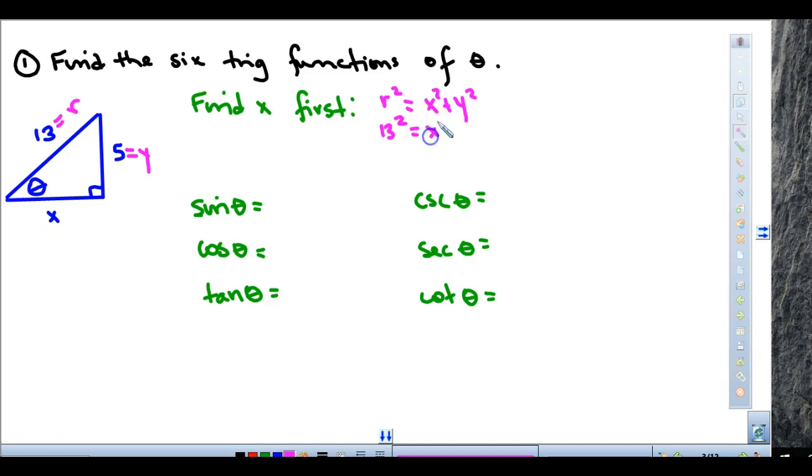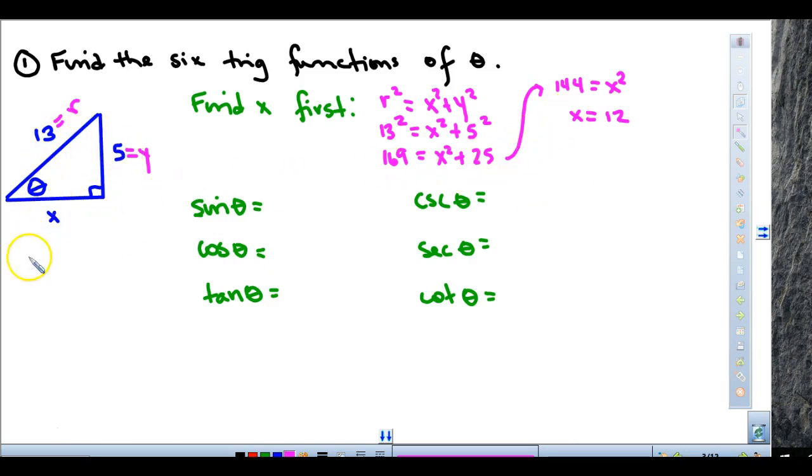Now you shouldn't have to do this every time because there is a such thing as a Pythagorean triple, and I'm going to have you become familiar with those so that you don't have to do this math every single time. Let's come up here. If I subtract 25, I'm going to get 144. And x is technically plus or minus 12, but we're just going to say 12 because it's a segment and segments are not negative. So x is 12.